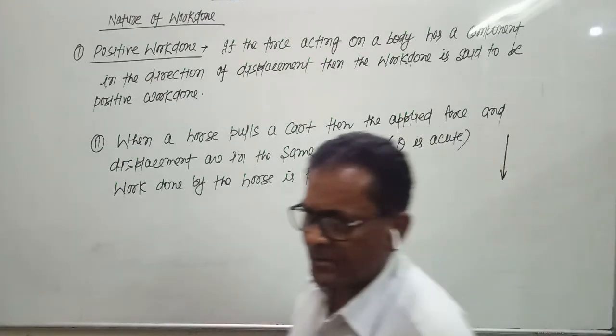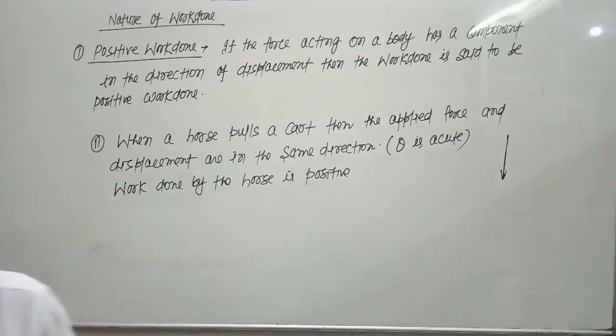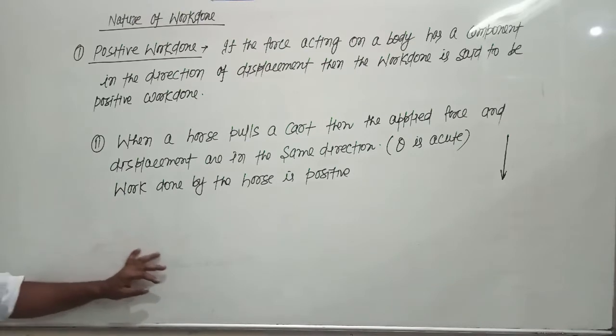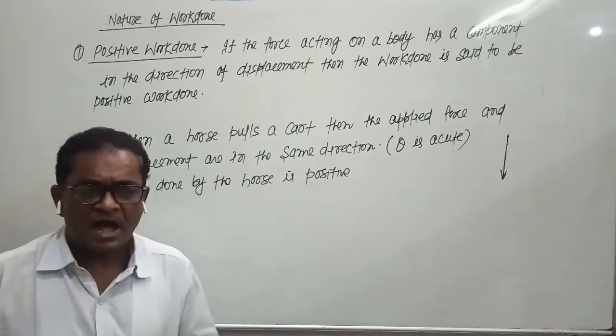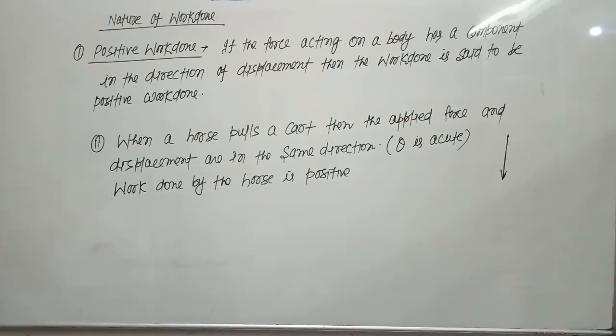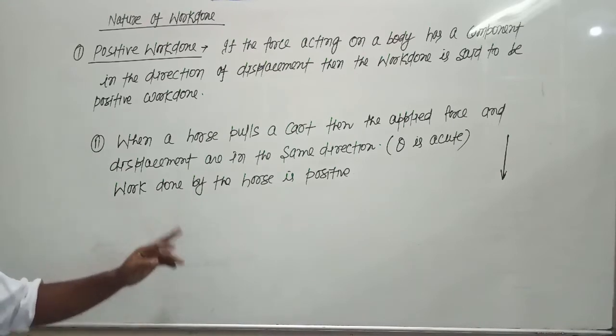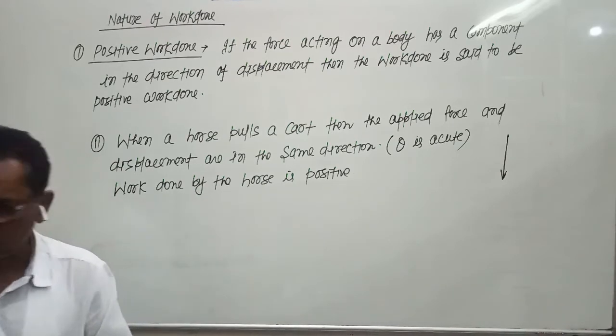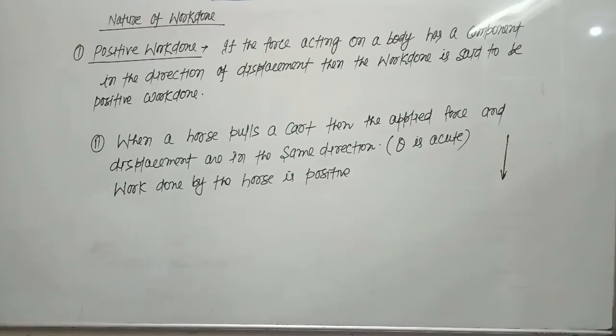The next example was when a horse pulls a cart. Then the applied force and displacement are in the same direction, that is, theta is acute. So work done by the horse is positive. So these two examples we have discussed. Now we see other examples of positive work done.